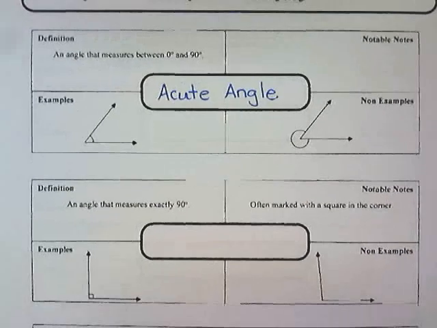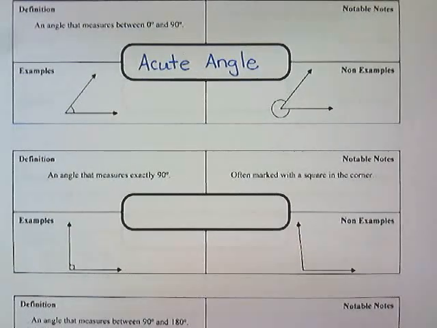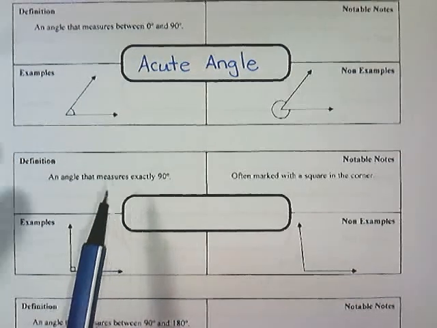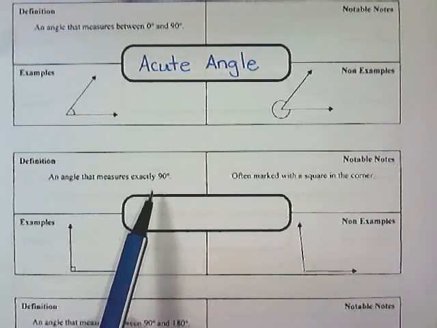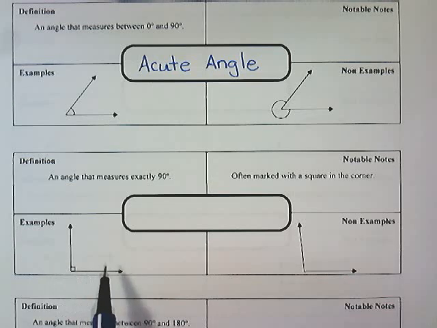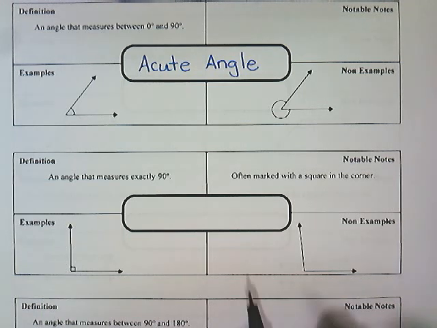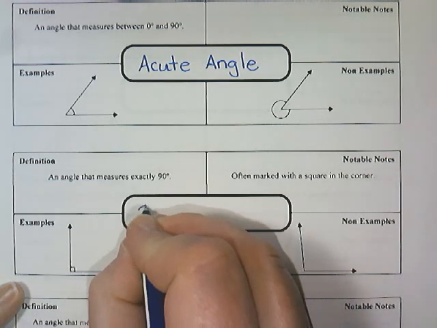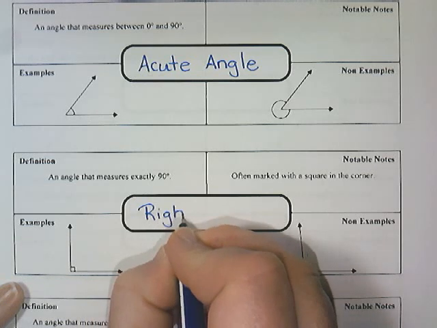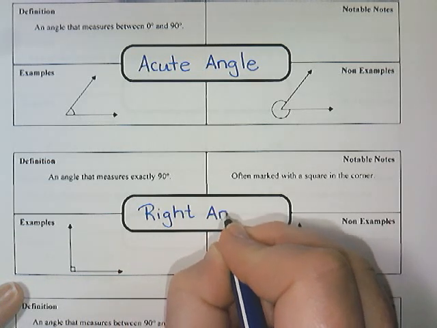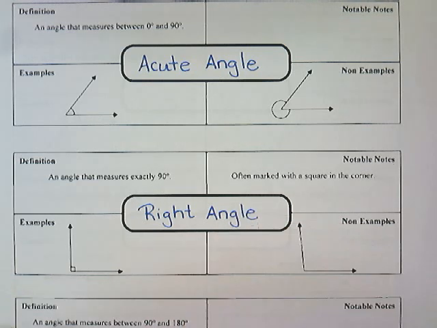Our second definition says an angle that measures exactly 90 degrees. So it is one that makes a perfect 90 degrees. That's what that little square means, right? This angle here is a little bit bigger. It's not quite perfectly straight up and down. So that is called a right angle. So sometimes 90-degree angles are called right angles. So that's a right angle.